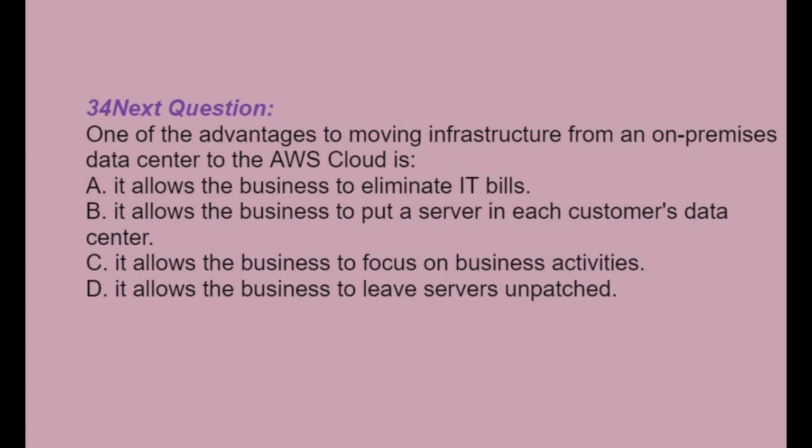Question is, one of the advantages of moving infrastructure from an on-premises data center to the AWS cloud is option A, it allows the business to eliminate IT bills. Option B, it allows the business to put a server in each customer's data center. Option C, it allows the business to focus on business activities. Option D, it allows the business to leave servers unpatched. Correct answer is option C.